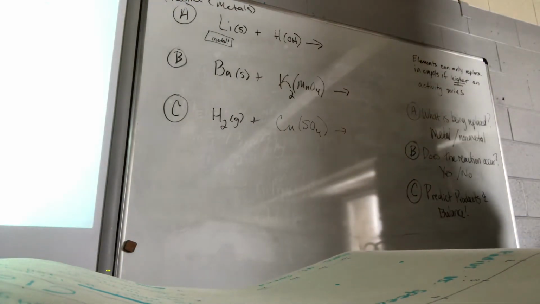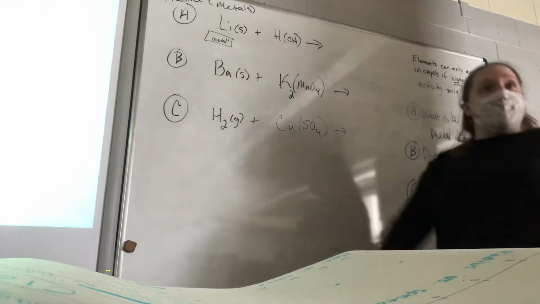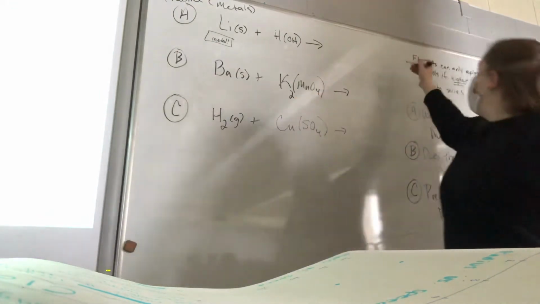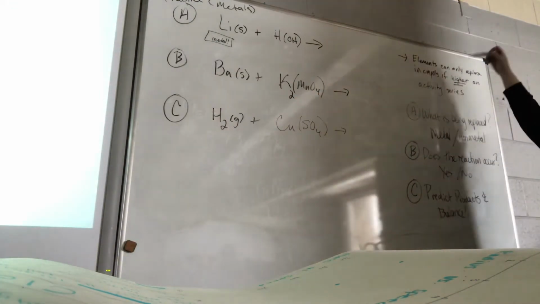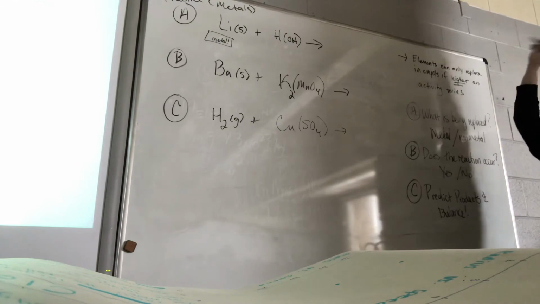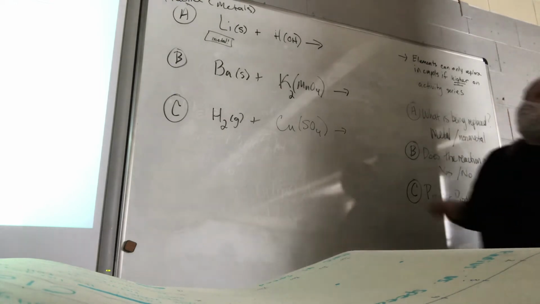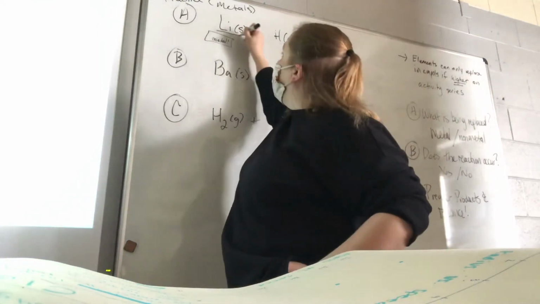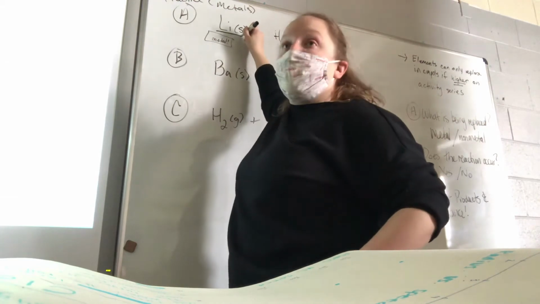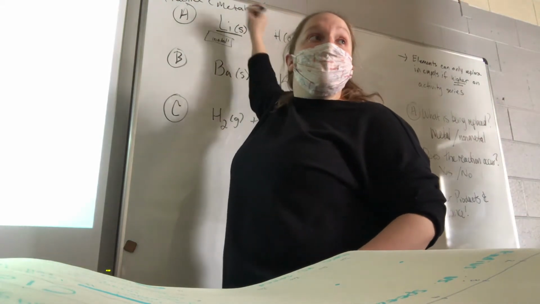The second question says, does the reaction occur? Okay, so now let's determine, using the activity series we just said, that if it's going to happen, the element that's going to do the replacing, meaning the thing that's by itself at the beginning, has to be higher than the thing it's going to replace. So let's identify. This is the thing that's going to be doing the replacing, right? You agree? So this has to be higher.